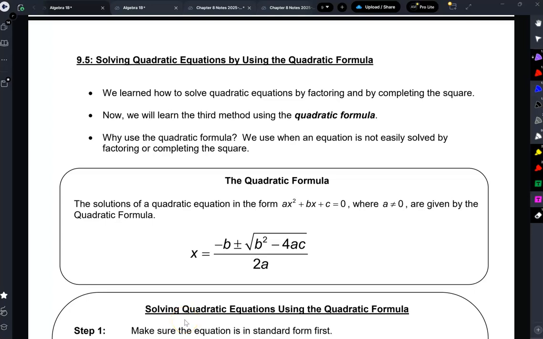So far we have learned two different ways to solve quadratic equations.